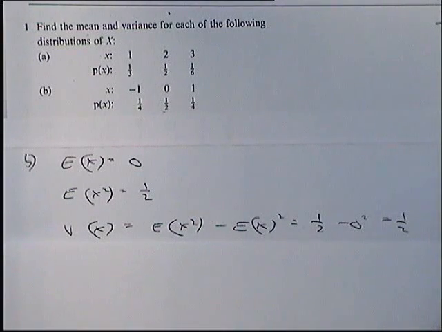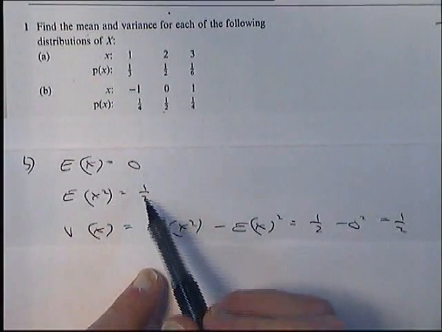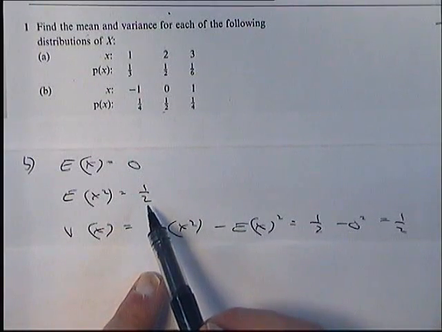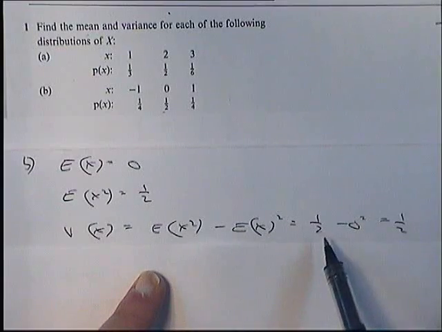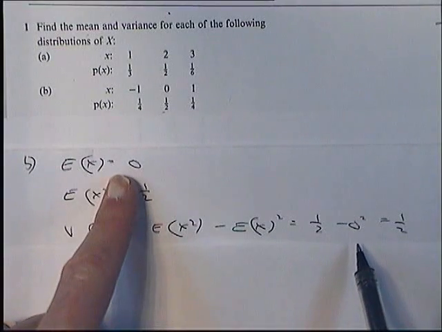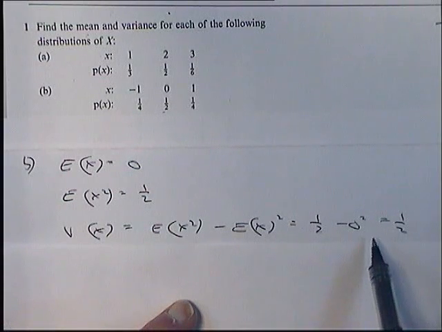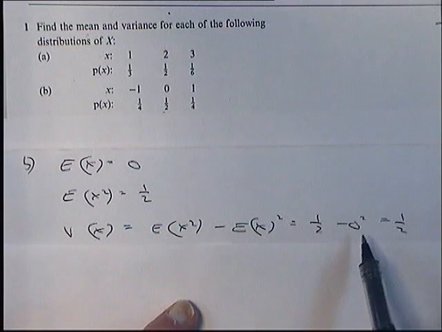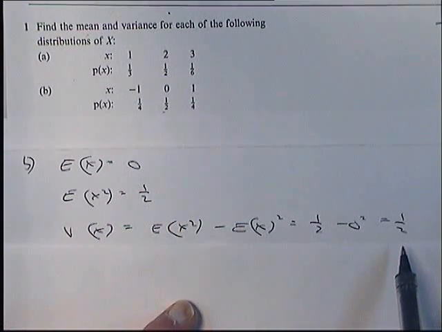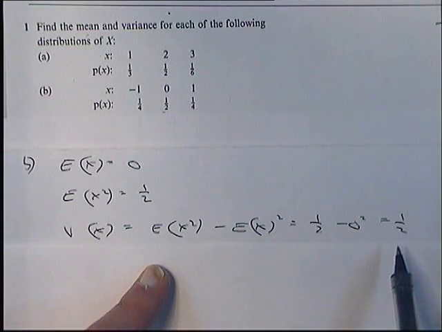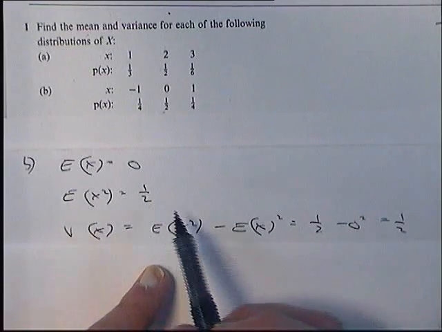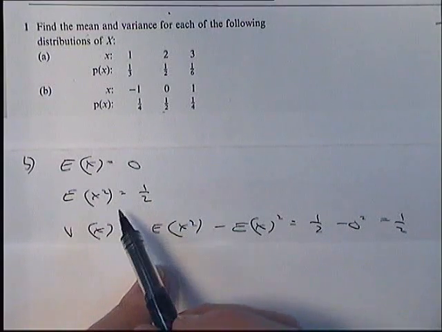So that came out to be a half as well. How is 0 squared a half? It isn't. Sorry, it's that one there, the expectation of x squared, take away the square of the 0. So it's a half, take away 0 squared. A half take away 0, which is a half. But surely that expectation of x is the same as you surely just square that 0.